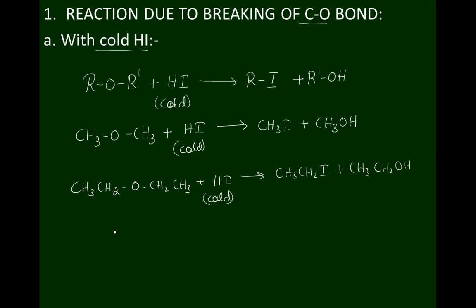So with simple ethers, either the bond breaks between this carbon and the oxygen atom, or between that carbon and the oxygen atom, to form the respective alkyl iodide as well as the respective alcohol. Now, how the bond gets dissociated, I am going to teach in three different ways.